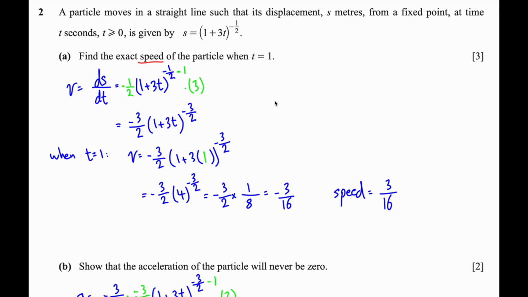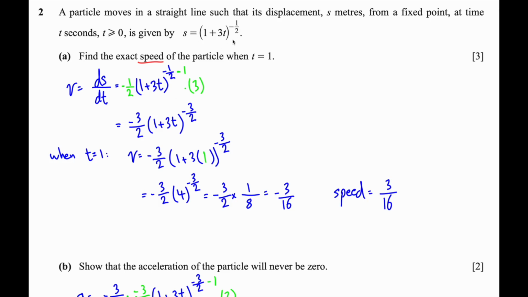Question number 2. We are given a particle which moves in a straight line such that its displacement, s meters, from a fixed point at time t seconds, where t is greater than or equal to 0, can be modeled by this function. So in part A, I have to find the exact speed of the particle when t is equal to 1. So since I'm given the displacement function, I can find the velocity function by simply taking derivative of this with respect to time, as I did here.